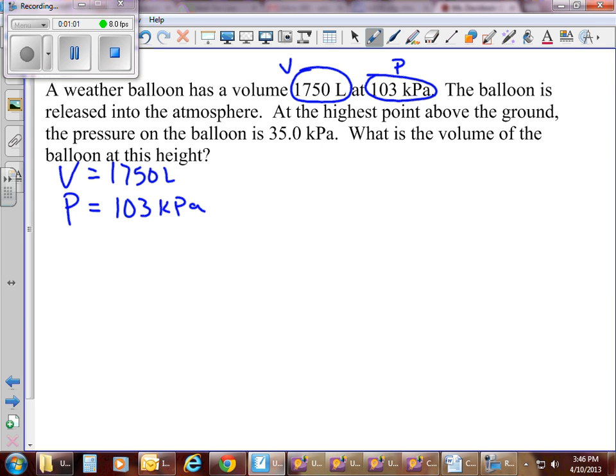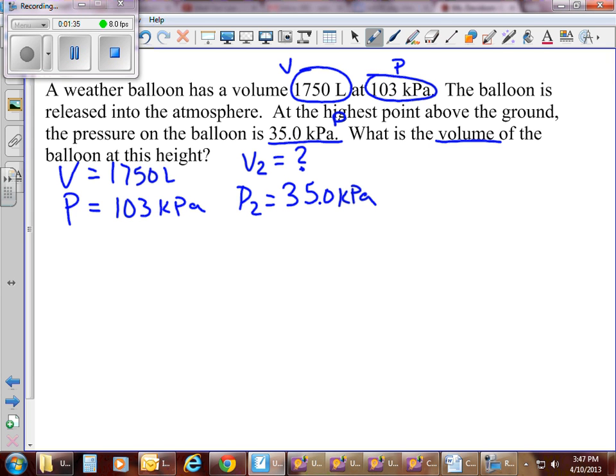Okay, then it says the balloon is released into the atmosphere. At the highest point above the ground, the pressure on the balloon is 35 kPa. So this is another pressure. So I have a second pressure, all right, and that is at 35 kPa. All right, then it's asking me what is the volume. So volume, V, that's my new volume. That's my question mark. That's what I'm trying to solve.